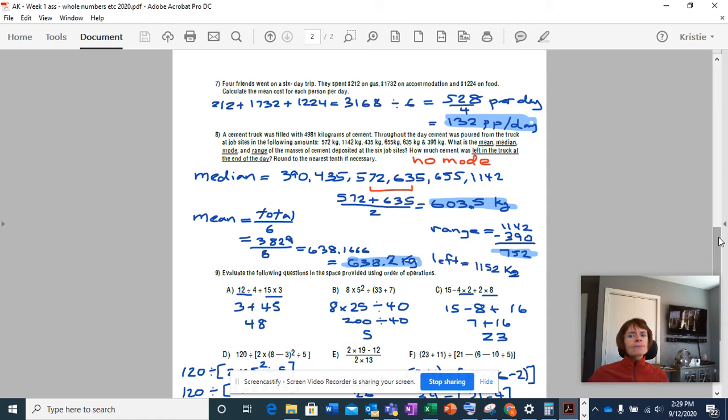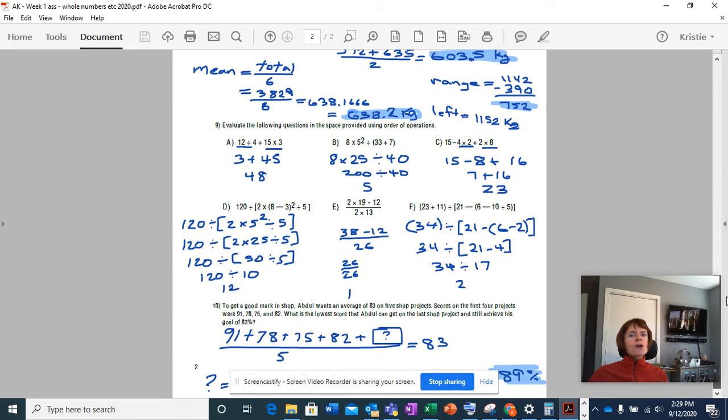Okay. Now the last few questions are orders of operations. Remember, for part A, do your division and multiplication before you do your addition. So you get 48. Do your division, multiplication. In part B, the answer is 5. Do your brackets first to get a 40. Do your exponents to get your 25. And then left to right, multiply, then divide.